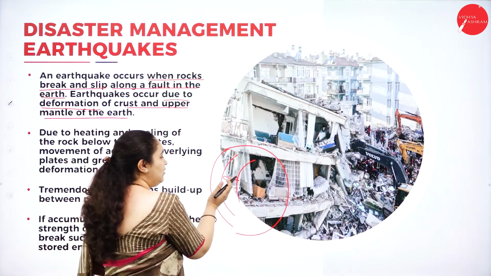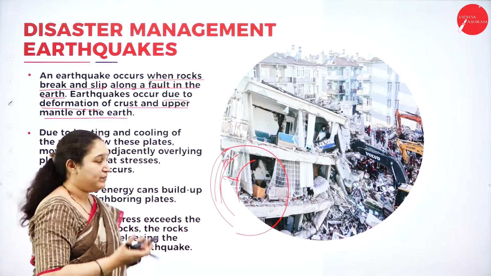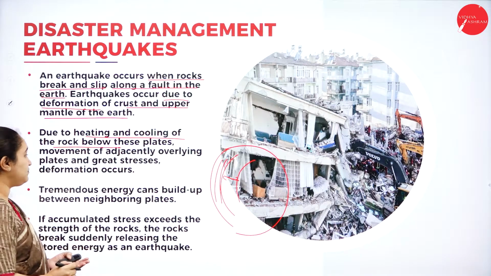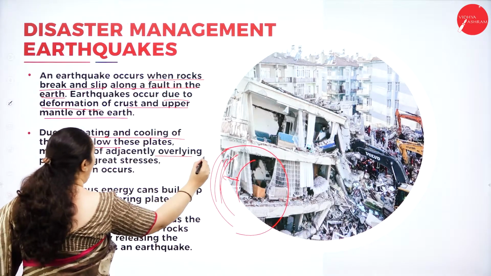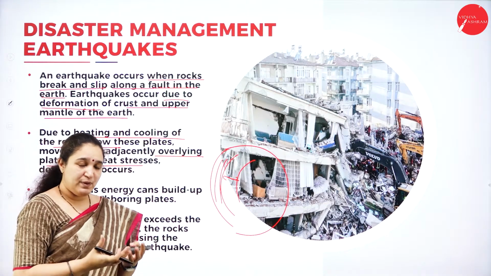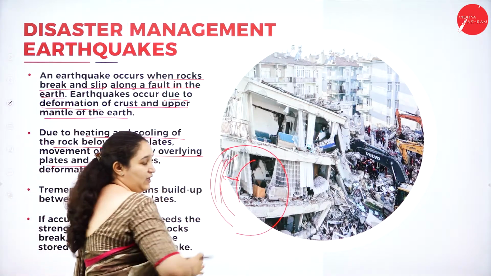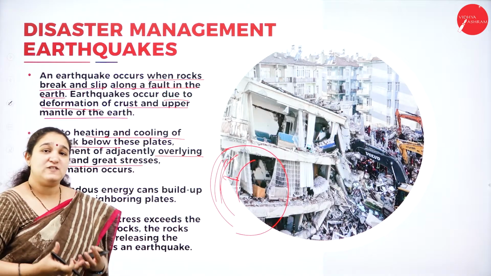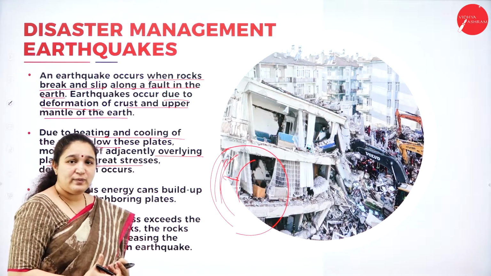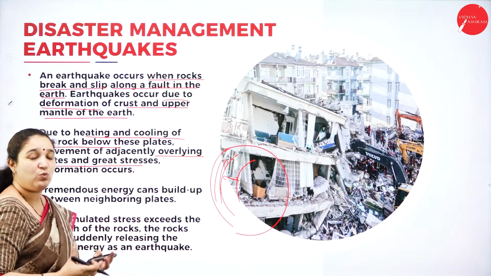Now as we know, below the earth's surface we have layers of rocks and we call them as plates, okay. Now due to the heating and cooling of the rocks below the plates, the movement of adjacently overlying plates and a great stress of deformation occurs. So what happens, because there is heating and cooling happening in the rocks just below these plates which are there in the crust, a lot of stress is built up. A lot of energy has been accumulated, and when the energy accumulated is above the strength of these rocks, or these plates, what exactly happens?